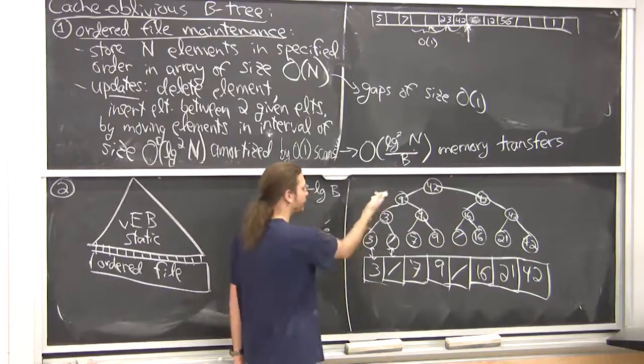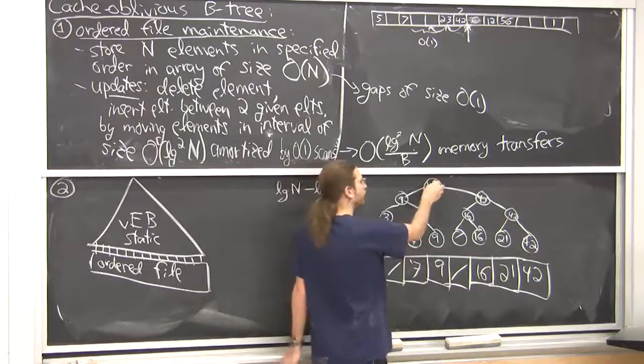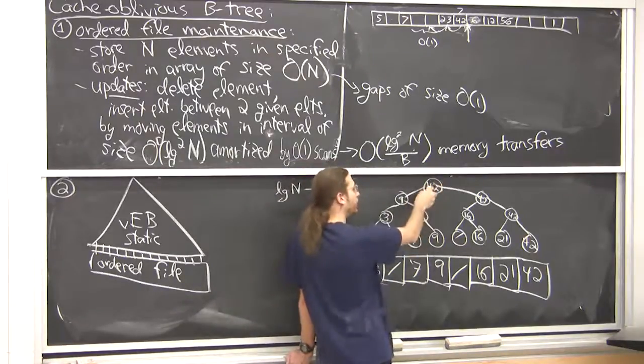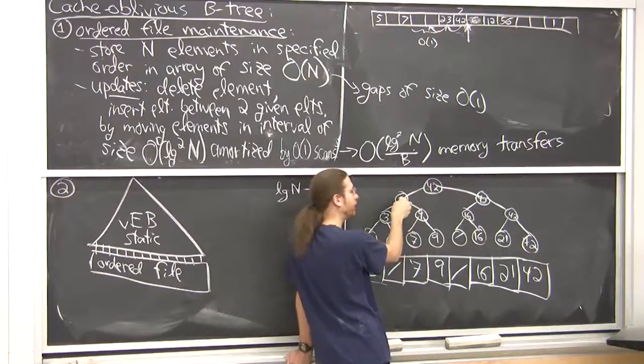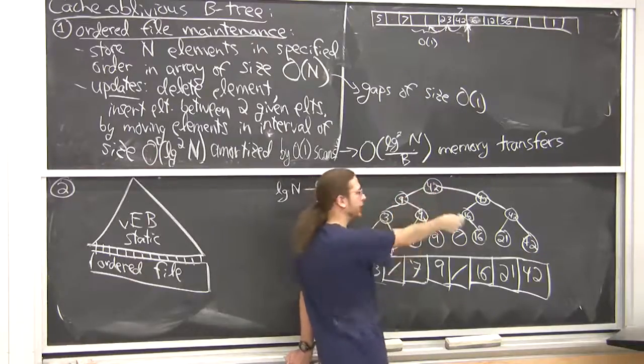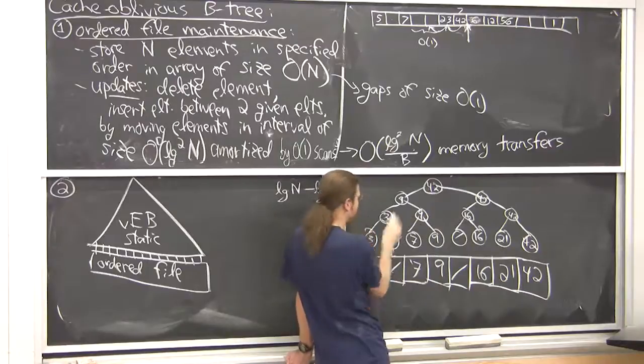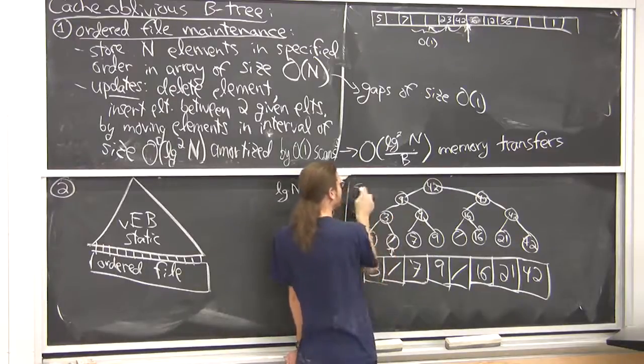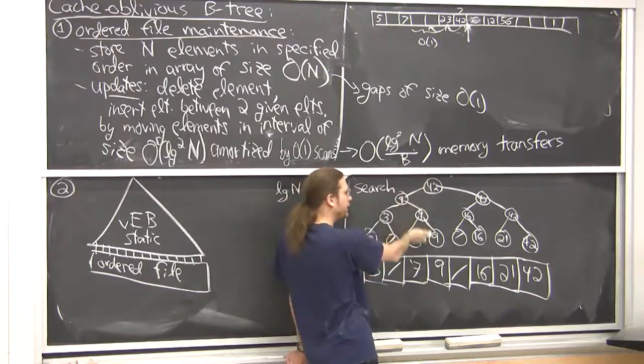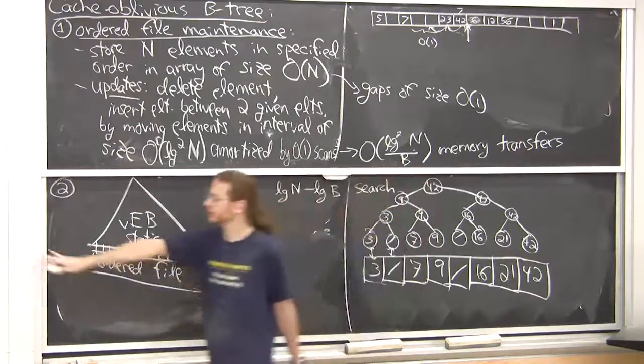Okay, if I store the max of every subtree, then at the root, if I want to decide should I go left or should I go right, I look at the max of the left subtree, and that will let me know whether I should go left or right. Okay, so now I can do binary search. I do a search up here. I search for the tree. This thing is laid out just like this.